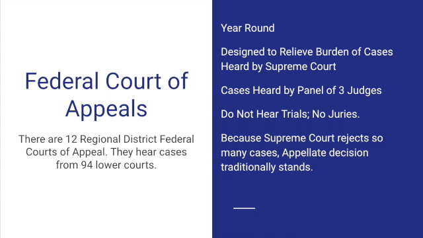So the Federal Court of Appeals, what does the Federal Court of Appeals do? So there are 12 regional federal courts of appeal. They hear cases from 94 lower courts. These courts are always in session. The federal courts of appeal are always in session.